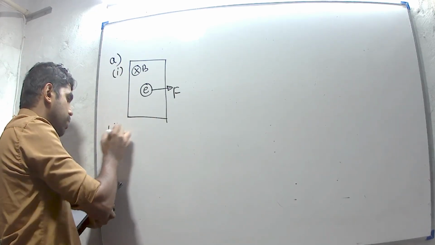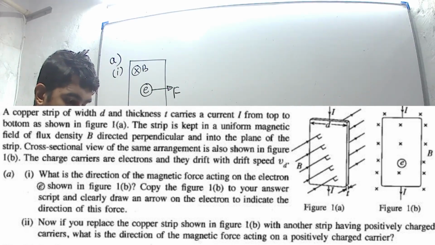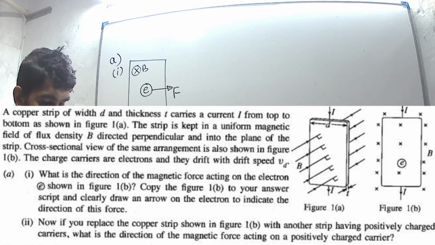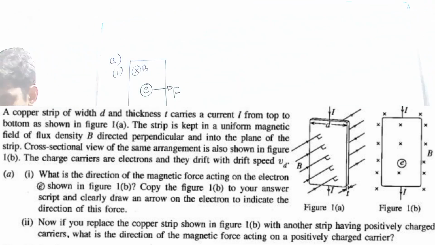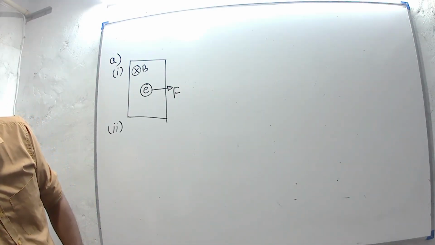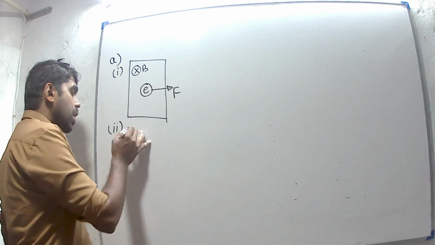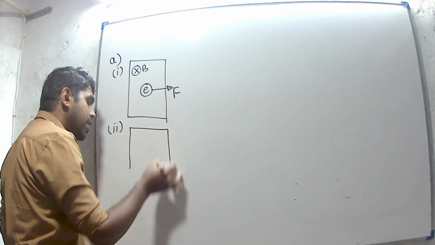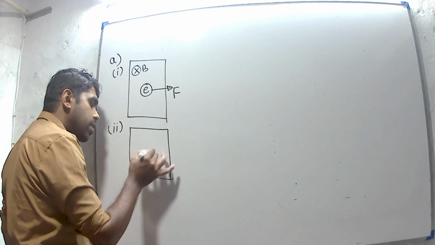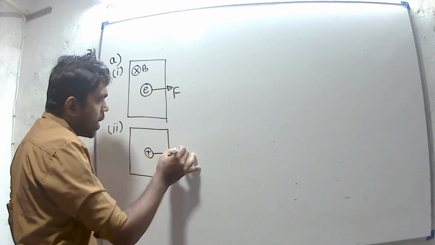Then part 2. Now, if you replace the copper strip shown in figure 1b with another strip having positively charged carriers, what is the direction of magnetic force acting on the positively charged carrier? If the charge carrier is positive, then the current is not changing. Direction of current is in downward direction. Therefore, we have to consider force is in the same direction.